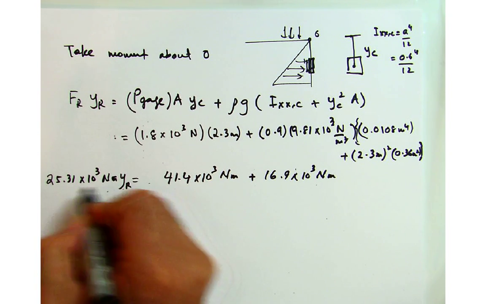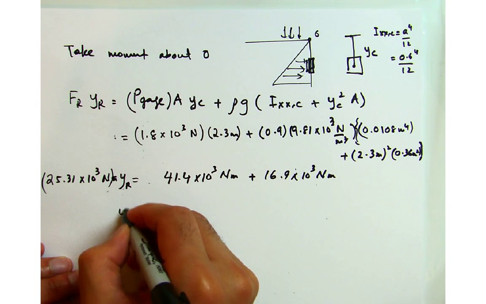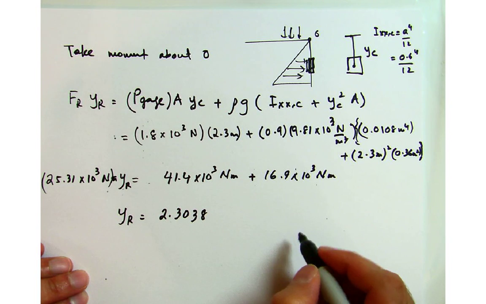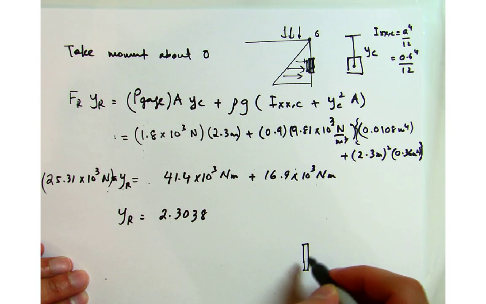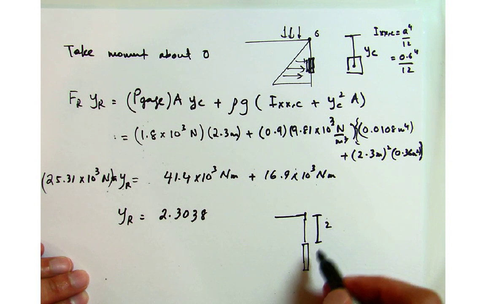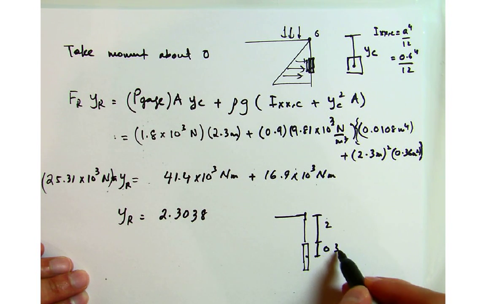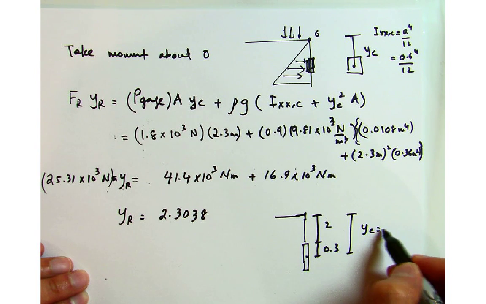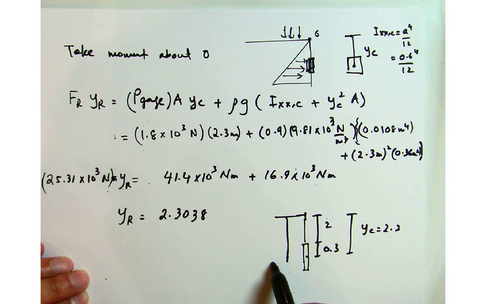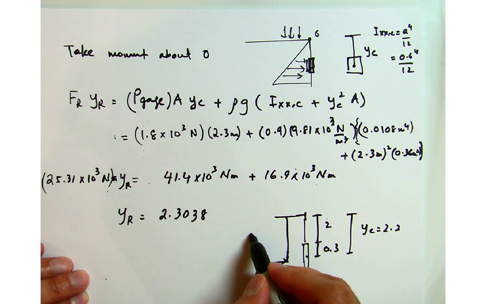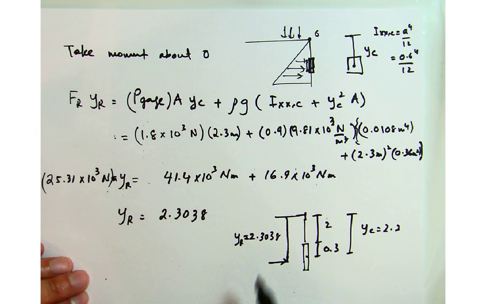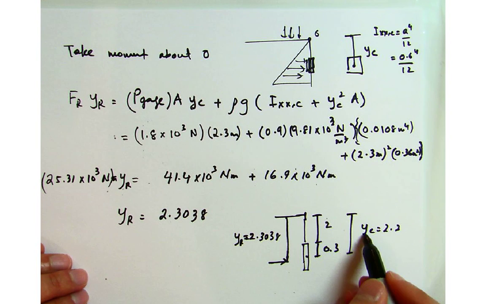Alright, so YR is basically equal to 2.3038. In other words, when I look at this plate, the liquid started out from here, this distance was 2, the centroid distance was 0.3, so altogether this YC was 2.3. So our resultant force is acting at 2.3038, slightly below the centroid. That's where the resultant force is acting, which is below the centroid.